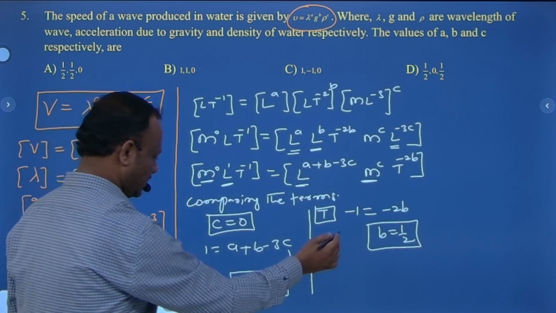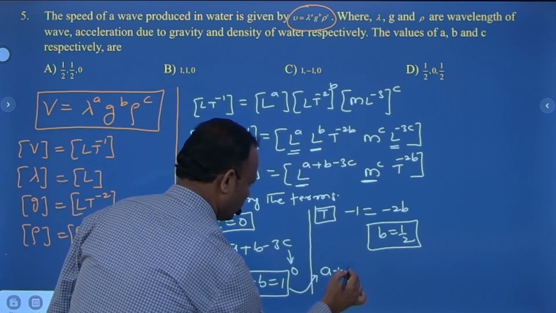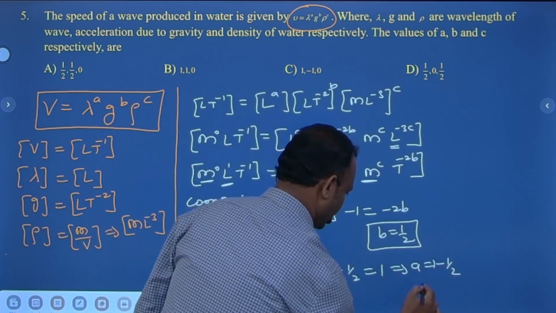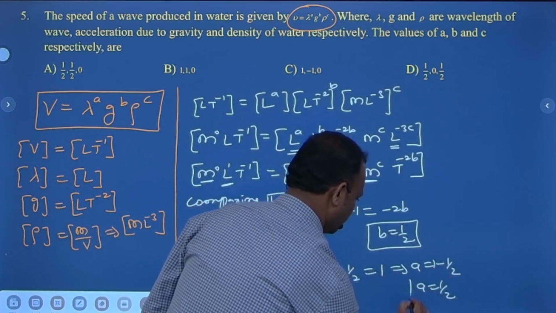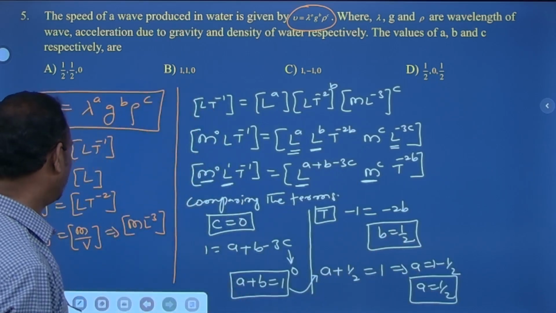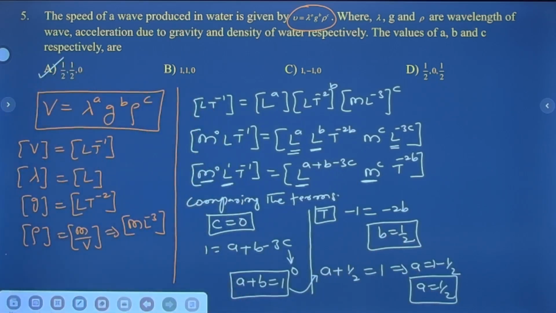Now if B is equal to 1 by 2, you can substitute here: A plus 1 by 2 is equal to 1, so A is equal to 1 by 2. A is 1 by 2, B is 1 by 2, and C is 0. Your answer is A.